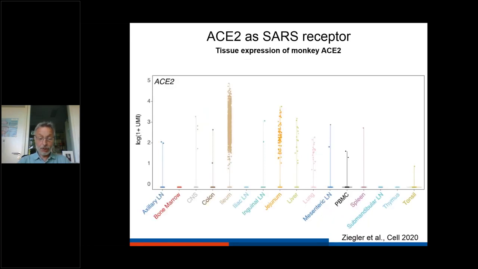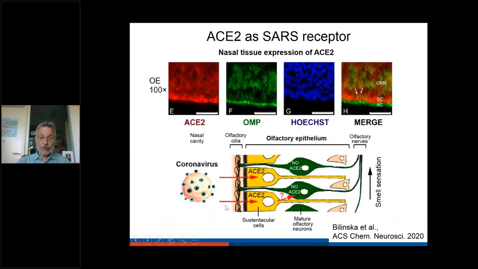Here's a more general overview, in this case of monkey, but closest to human at least, where a lot of different tissues have been checked. And again, as partially shown already in rodents, the gut is the most expressing site also in the monkey. Here, ileum. Lung is not very much. Very few cells express it, but it's enough to get this strong phenotype of the disease. And another interesting cell type, which was studied in this paper here, is the sustentacular cells in the nose.